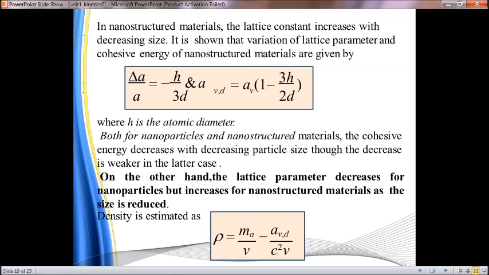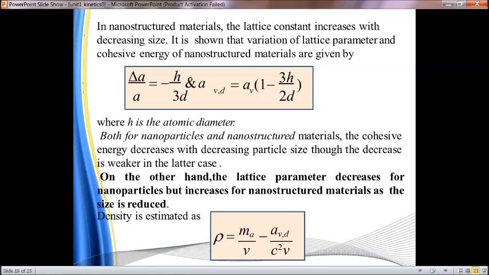On the other hand, the lattice parameter decreases for nanoparticles but increases for nanostructured materials. So nanoparticles and nanostructured materials are different, because a nanoparticle means it comes under less than 100 nanometers. Nanostructured materials means it will be a 2D or 3D material, and so the lattice parameter increases for nanostructured materials as the size is reduced. So the density is estimated as rho equal to the mass by volume, considering the volume and density.